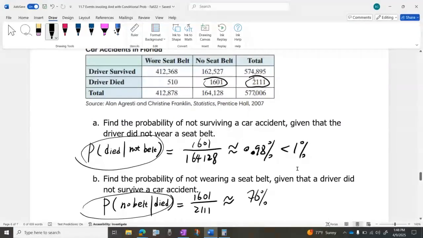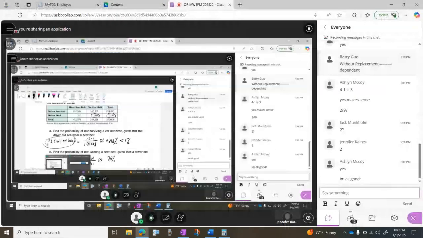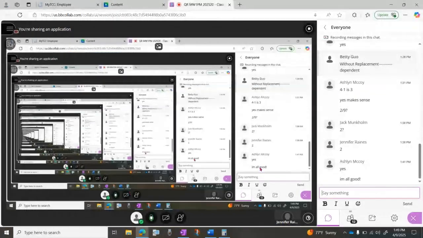Do you guys have any questions about this problem? Finding conditional probabilities. Okay, very good.